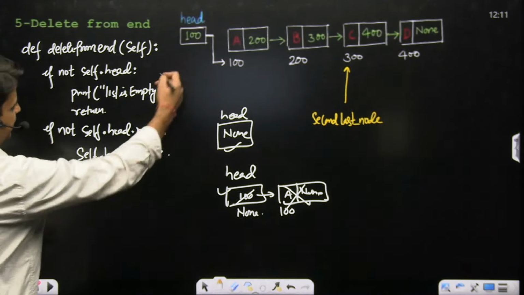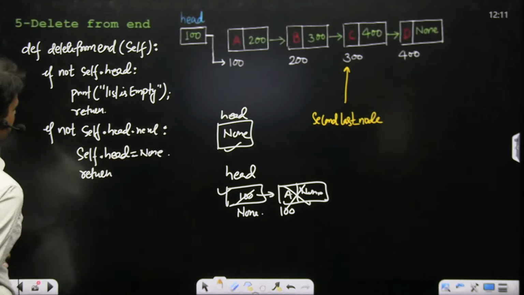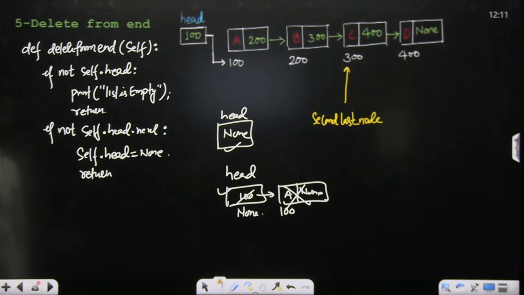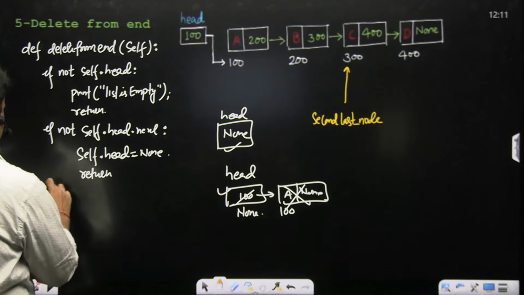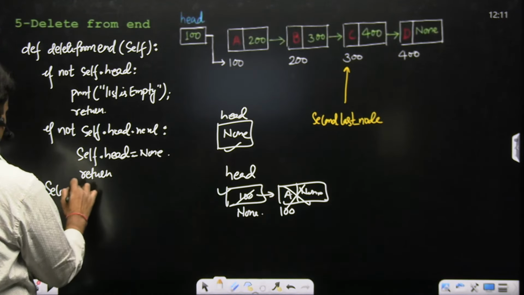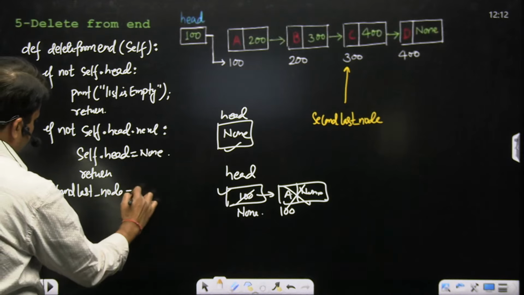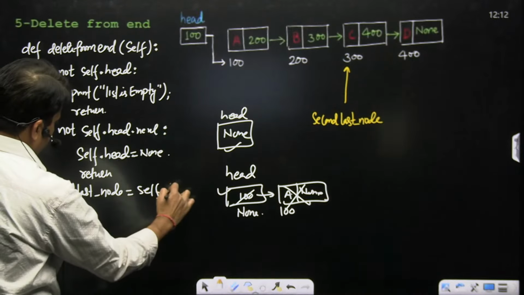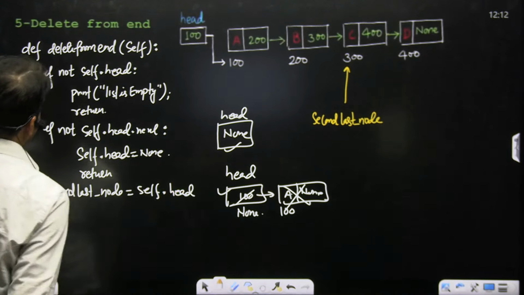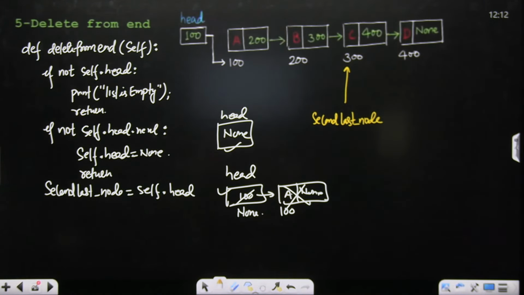Apart from this, the linked list may contain n number of nodes. Then what do you have to do? You have to traverse the linked list. So take one pointer named second_last_node, and this is self.head.